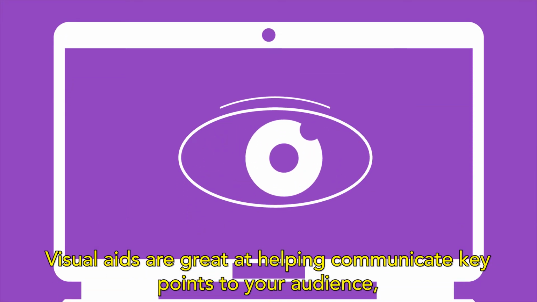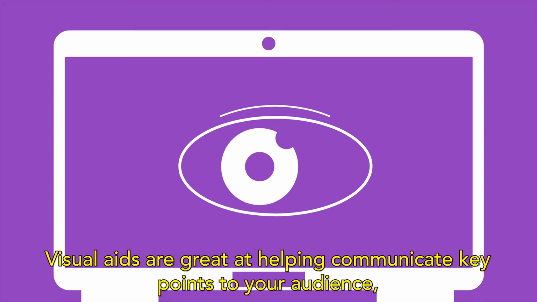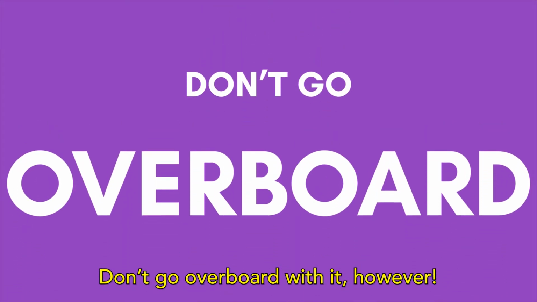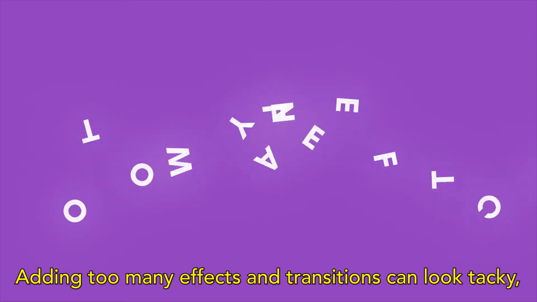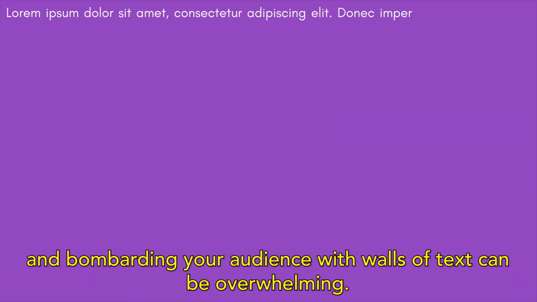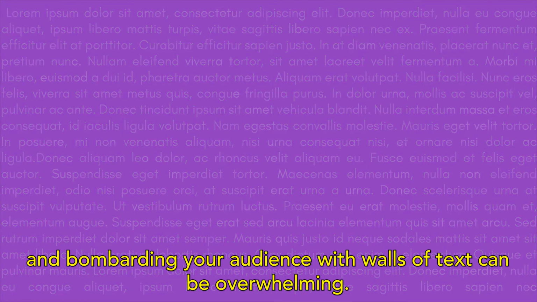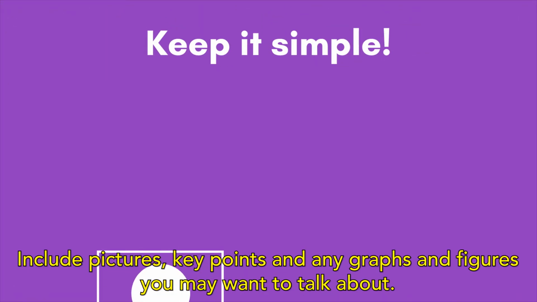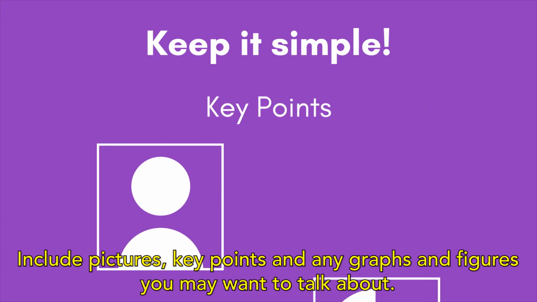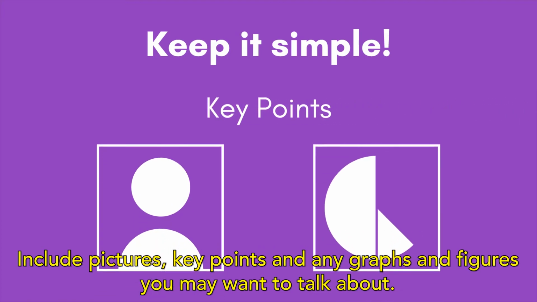Visual aids are great at helping communicate key points to your audience, so try to be creative with it so it keeps them engaged. Don't go overboard with it, however. Adding too many effects and transitions can look tacky, and bombarding your audience with walls of text can be overwhelming. Keep it simple. Include pictures, key points, and any graphs and figures you may want to talk about. Remember, if you use images taken during your placement, you will need to reference them appropriately.